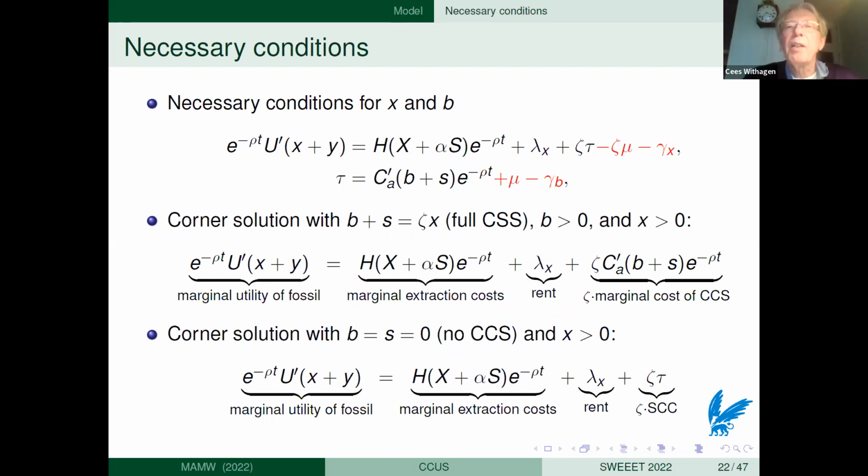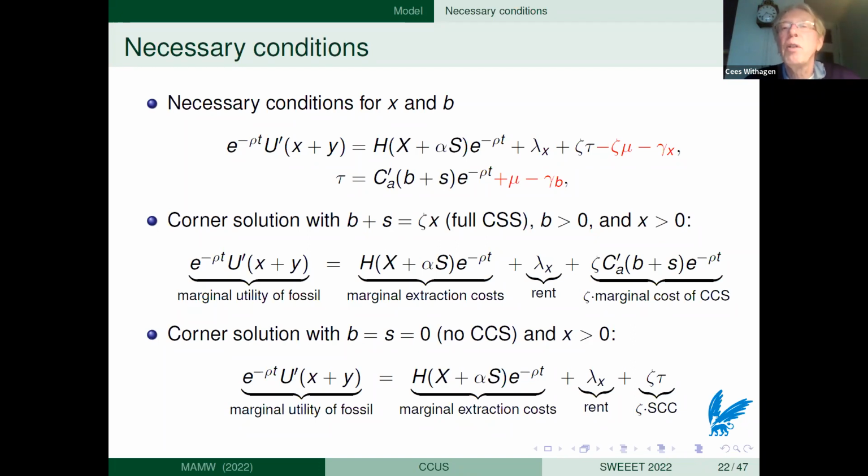I will try to refrain from them, but it's maybe good to give some intuition. So suppose we are in optimum and we increase the use of fossil fuel. Well, this yields extra utility. Rho is the rate of time preference. So e to the minus rho t U prime of X plus Y is the extra utility that you gain, but you have to extract this from the resource. So this is a cost, H of X plus alpha S. Moreover, if you extract today, you cannot extract tomorrow. So there is a rent that you have to pay, which is the shadow price of fossil fuel.